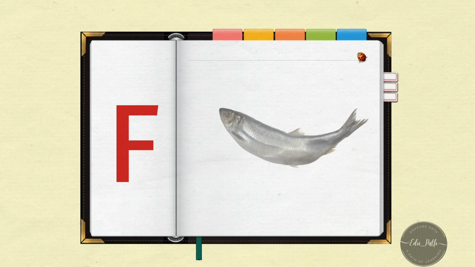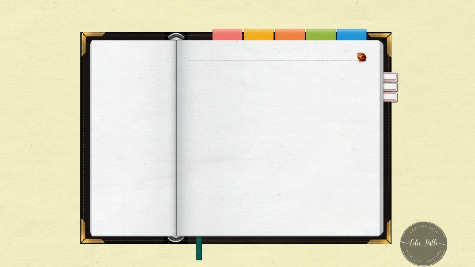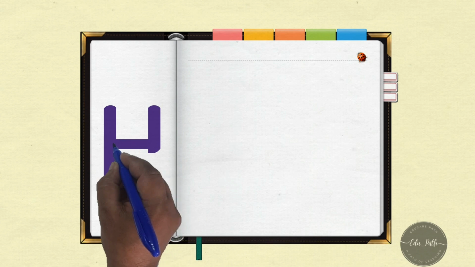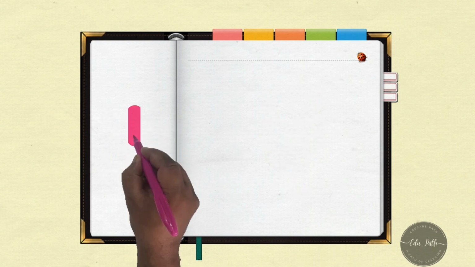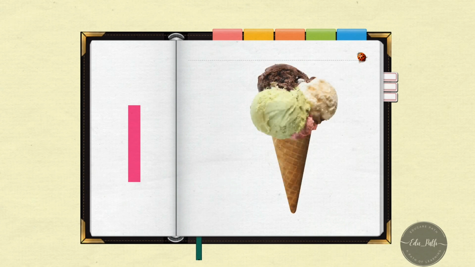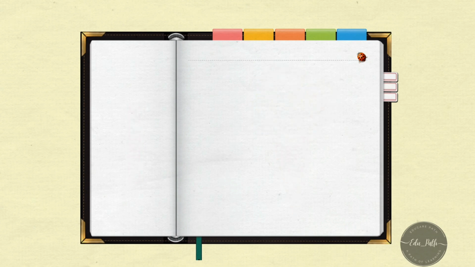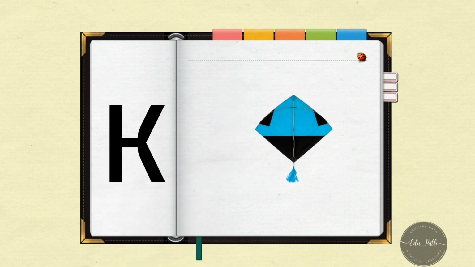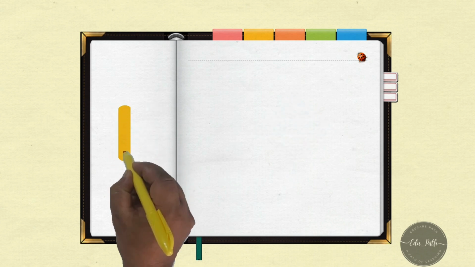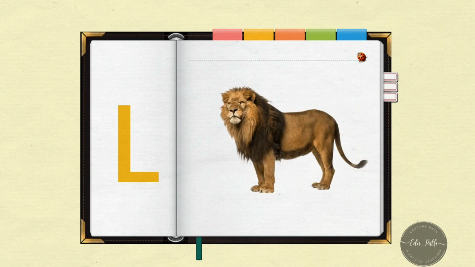F for fish. G for goat. H for hen. I for ice cream. J for jug. K for kite. L for lion.